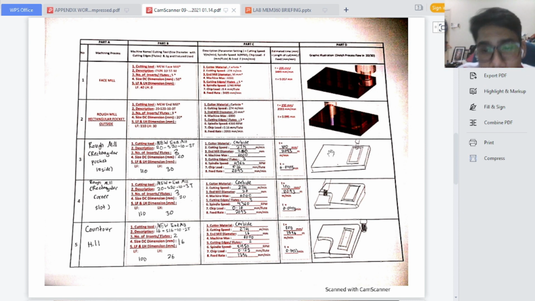This is the illustration, where we can see that the cutting material is used for rough milling at the pocket inside. This is the diagram of the rough mill rectangular pocket inside. This is the expression of the third process.